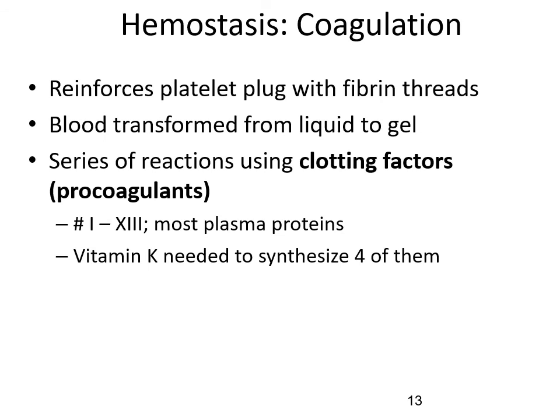So coagulation is the third part, and this is where you reinforce the platelet plug with fibrin threads, and the blood itself is transformed from a liquid to a gel. And it involves a series of reactions using clotting factors. These clotting factors are proteins, and they're procoagulants. They're numbered with Roman numerals 1 through 13. Most are plasma proteins, and vitamin K is needed to synthesize 4 of them, and these proteins are formed in the liver.